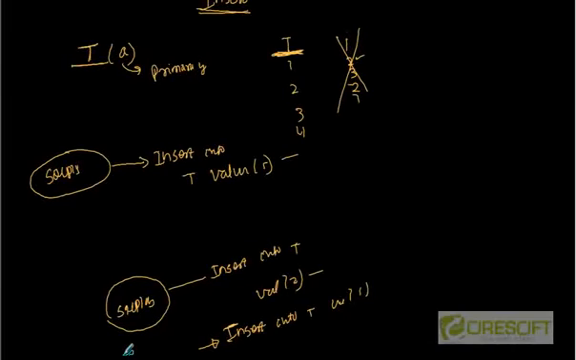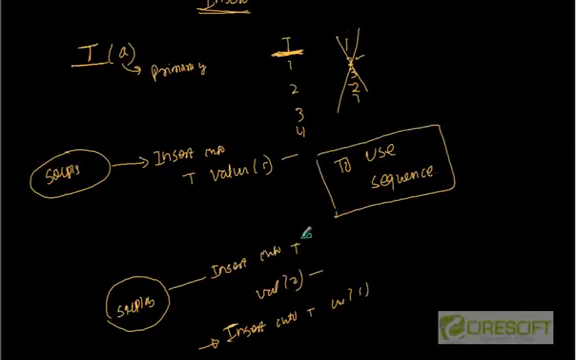So the solution to this kind of problem, when we have a primary key constraint and we are trying to insert, is to use a sequence. Okay, so now let's go to the next statement.